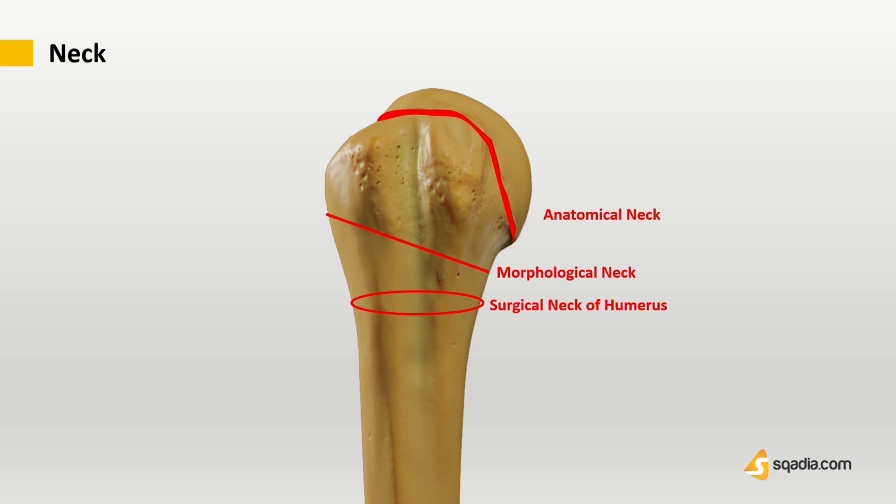The morphological neck is a junction between the epiphysis and the diaphysis. It is a true junction between the head and the shaft.